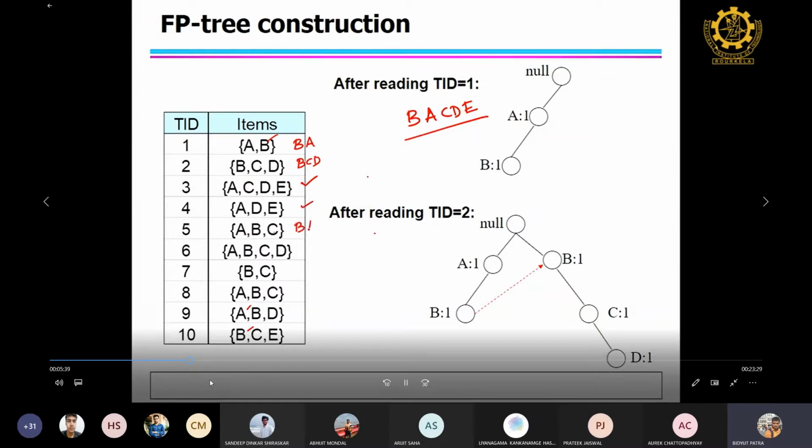So this should be B A C, B A C, and then B A C D. Then this is B C, which is okay. Then this should be B A C, and this should be B A D, which is okay. So what did I do? First you find the cardinality of each item, and then based on that you arrange each transaction.